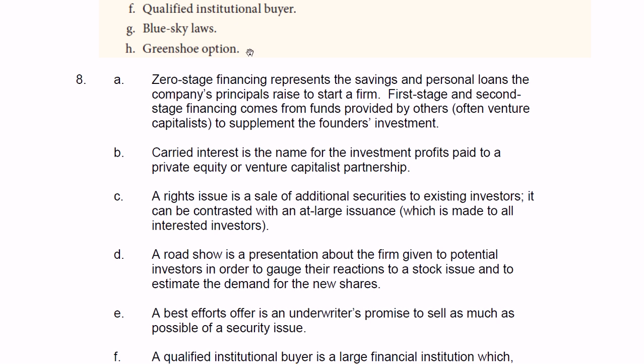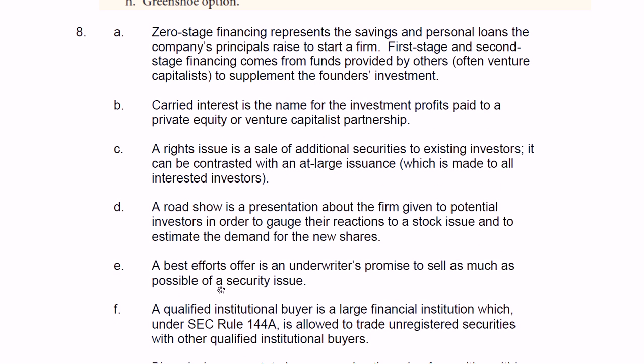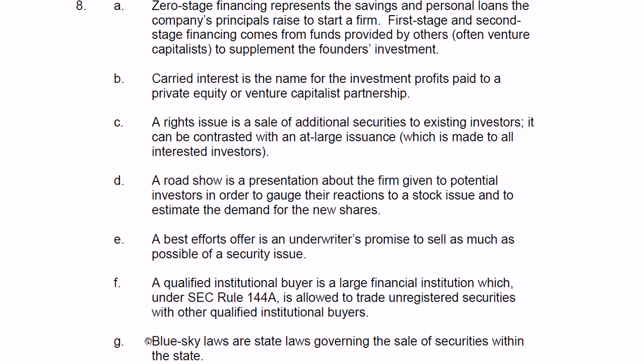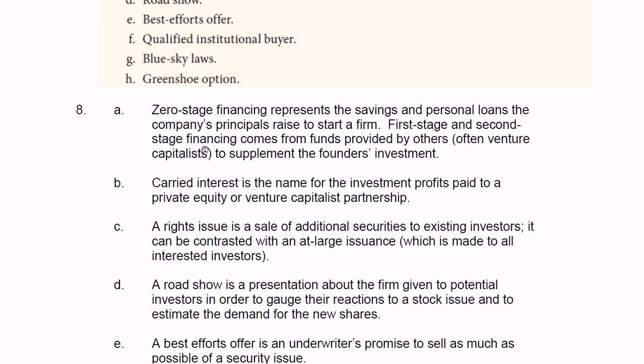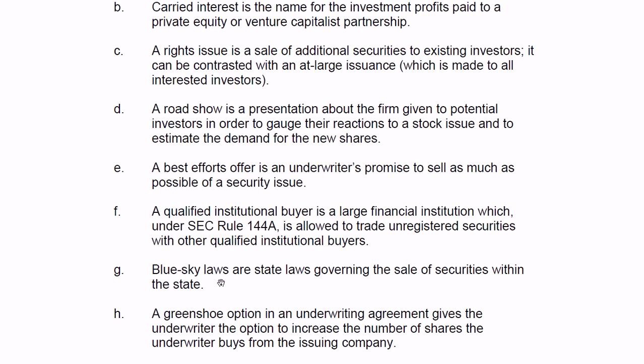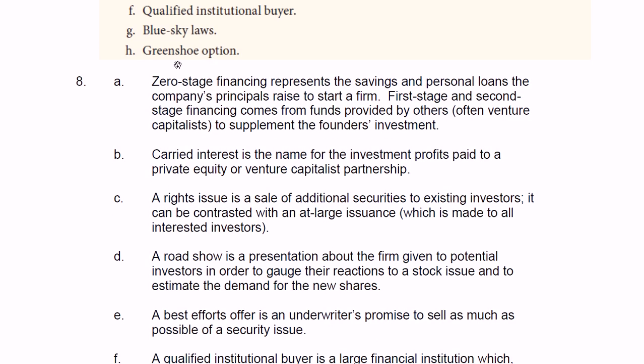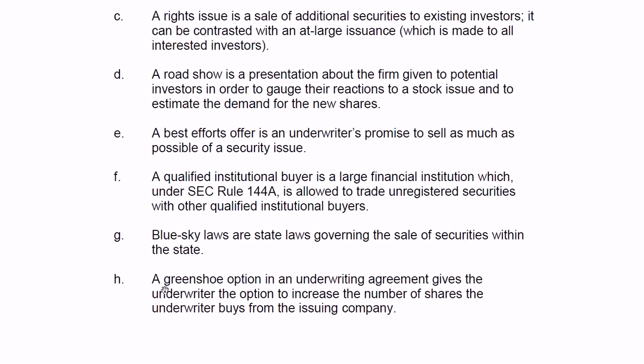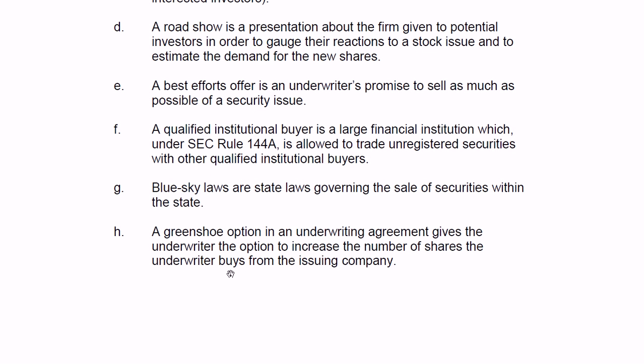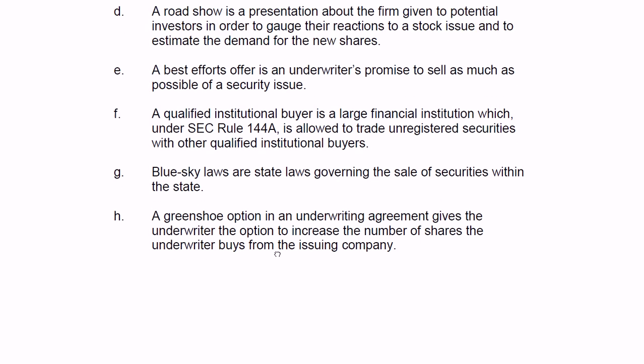Qualified institutional buyer. A qualified institutional buyer is a large financial institution which, under SEC Rule 144A, is allowed to trade unregistered securities with other qualified institutional buyers. Blue sky laws. Blue sky laws are state laws governing the sale of securities within the state. Green shoe option. A green shoe option is an underwriting agreement that gives the underwriter the option to increase the number of shares the underwriter buys from the issuing company.